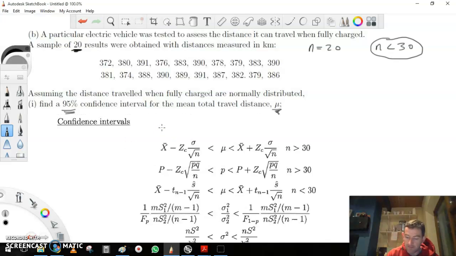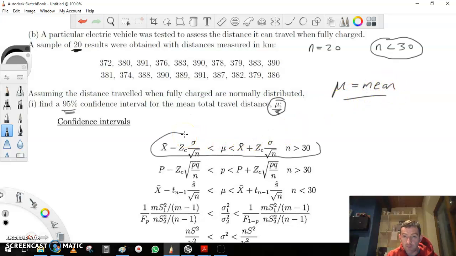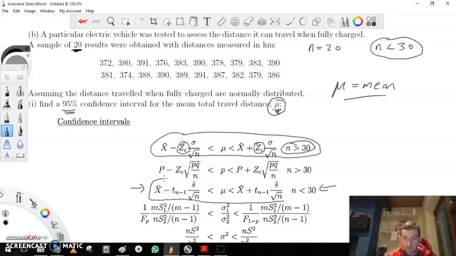The symbol for the mean is mu. Mu, the Greek symbol, is our mean. Now this is one formula here possibly, but this has got the z bit in it, right? And z only applies if the sample size is 30 or greater, you see it says here. So we're scrapping that. The other confidence interval for the mean is down here, and you can see that that is n less than 30, and we have n equal to 20. So we're going to use this particular formula here.